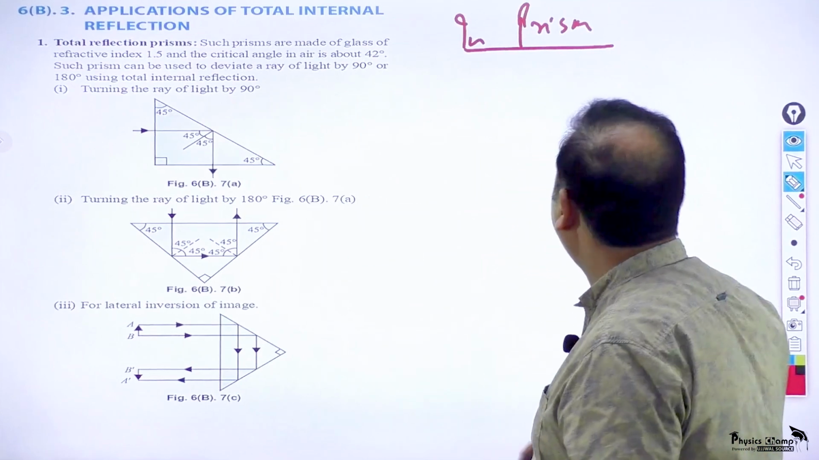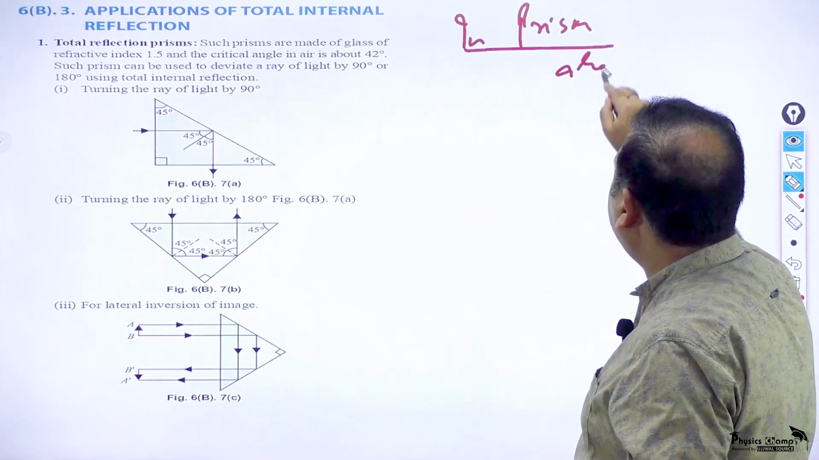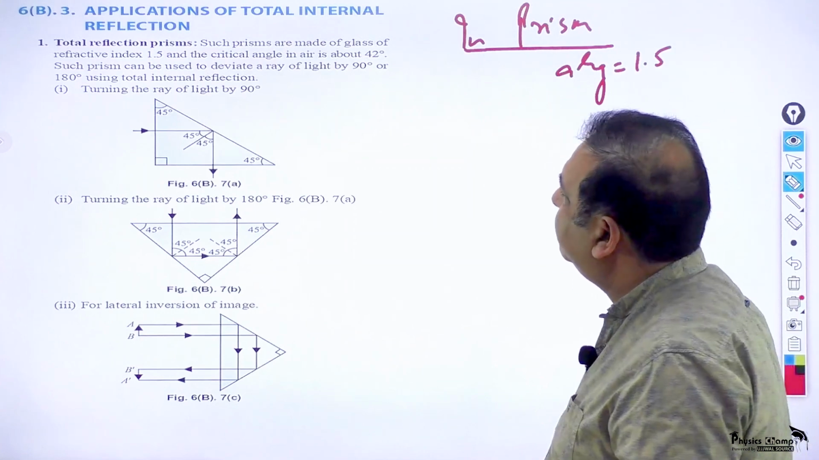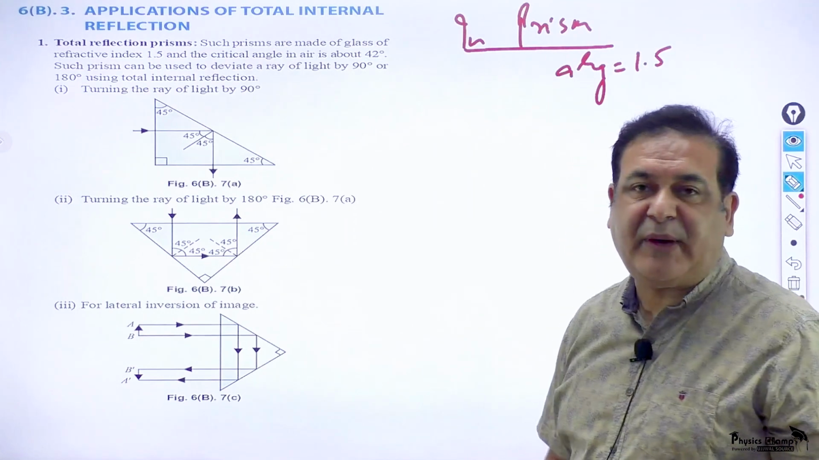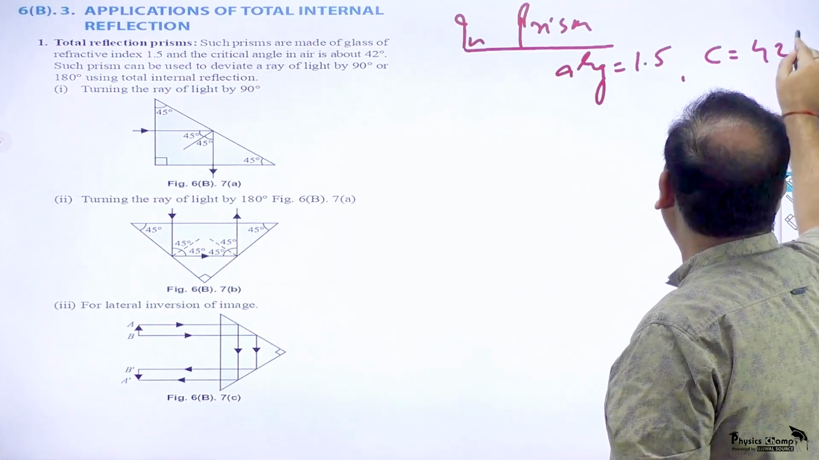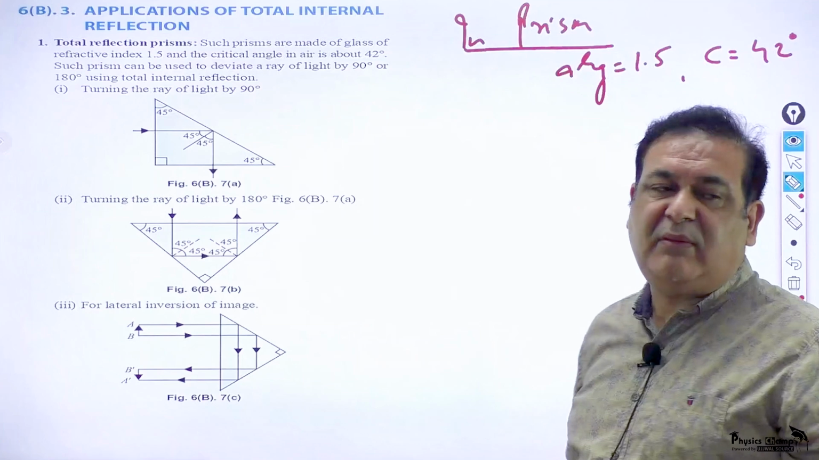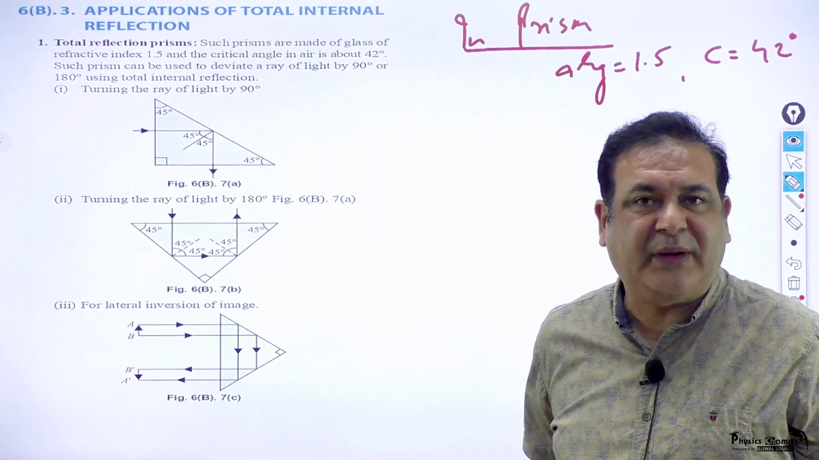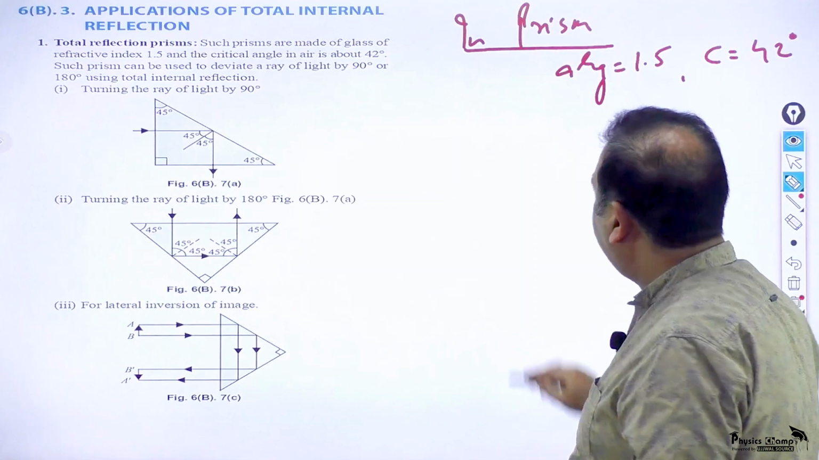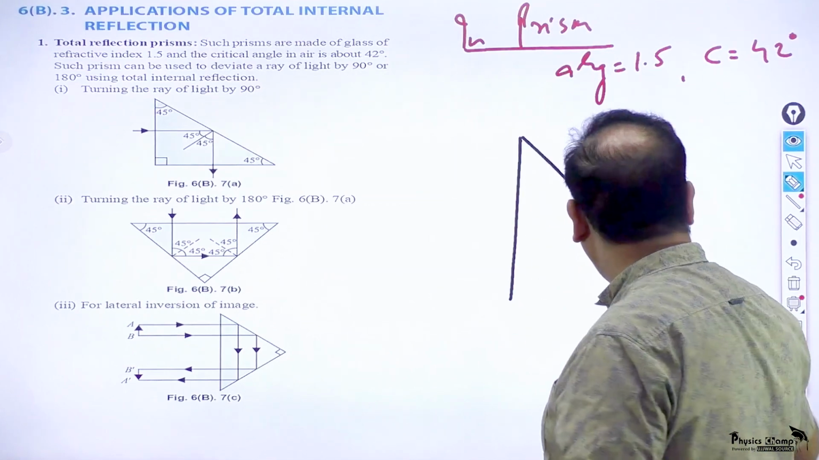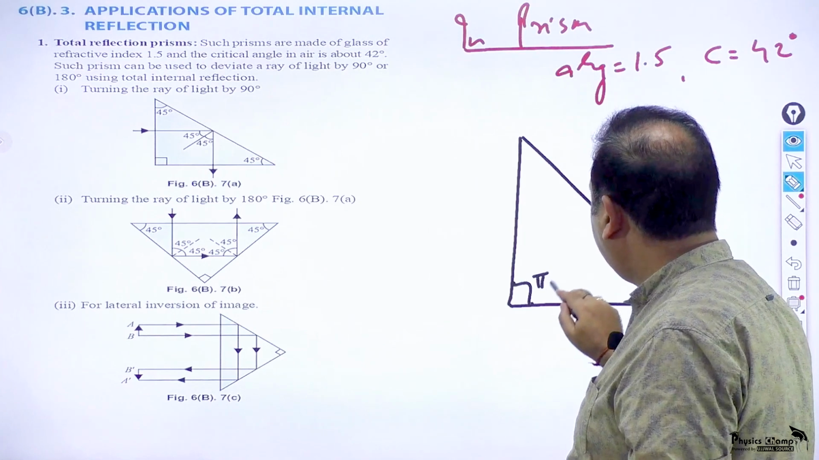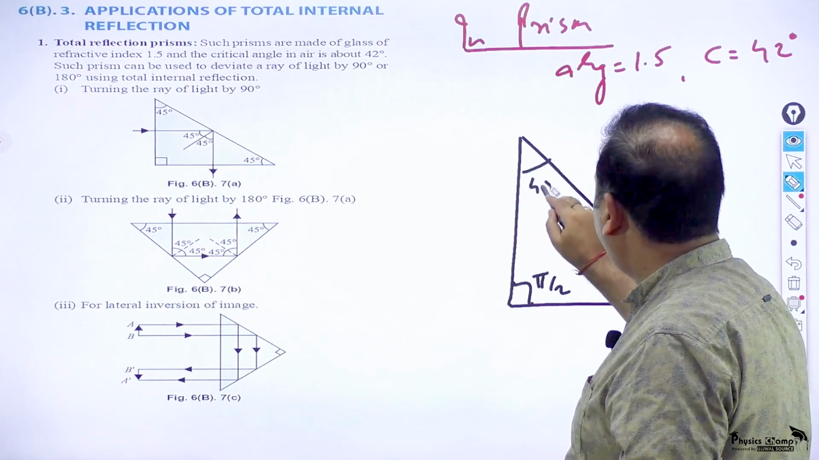In fact, if A mu G, the refractive index of glass with respect to air, is 1.5, then the critical angle for this can be calculated as 42 degrees. So using this property, we can talk about the behavior of a right angled prism. Think of a right angled prism where two angles are 45 degrees each.